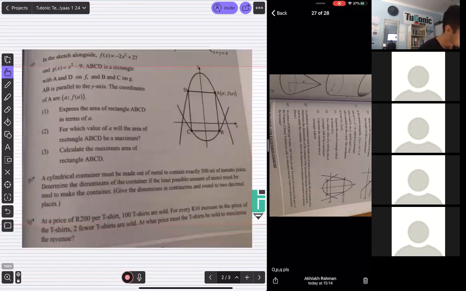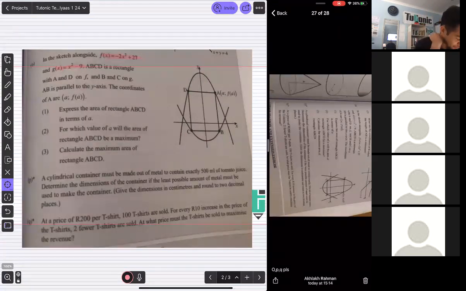Because I think the students. Okay, in the sketch alongside minus 2x squared plus 27. Okay, that's the. Sydney, do you mind just turning off your mic? Thanks. Okay. Then g of x is x squared minus 9. So you've got 2 graphs there, right? You've got a frowning parabola and a smiling parabola. ABC is a rectangle with A and D on f, B and C on g. Okay. AB is parallel to the y-axis.